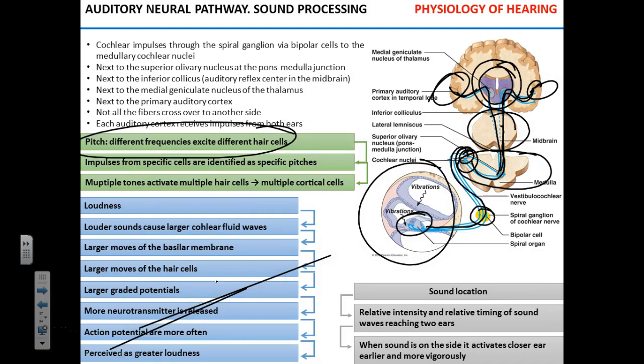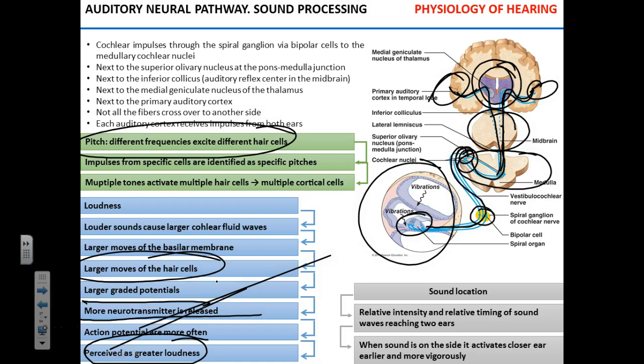Loudness. Louder sound, higher amplitude, larger movements of the hair cells, higher graded potential, more neurotransmitter is released. That's what we were talking about. More neurotransmitter, more frequent action potentials, greater loudness. Does that make sense?